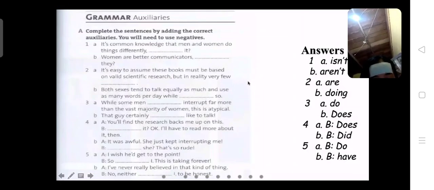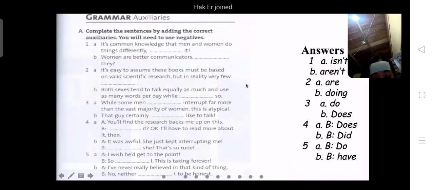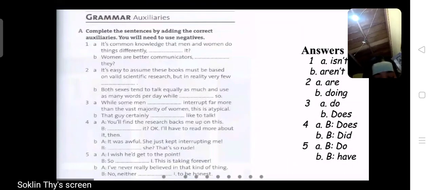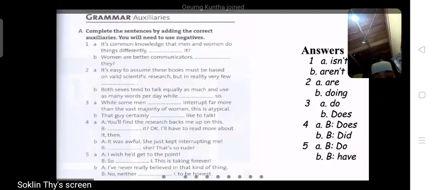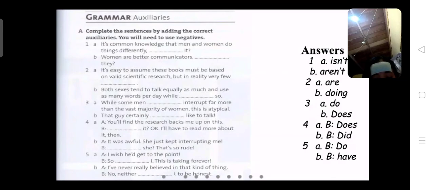B: Both sexes tend to talk equally as much and use as many words per day while doing so. Number 3. A: While some men do interact far more than the vast majority of women, this is atypical. B: That guy certainly does like to talk.